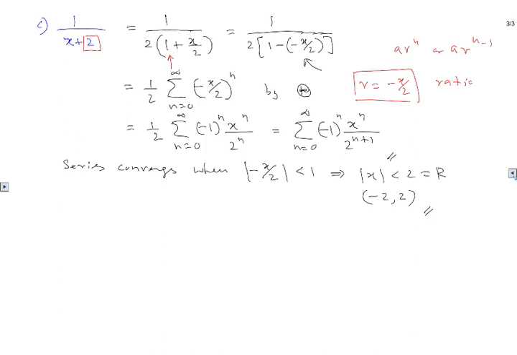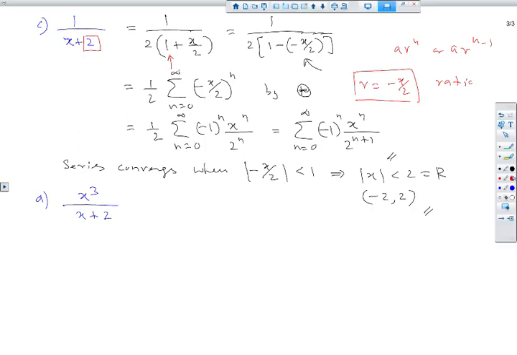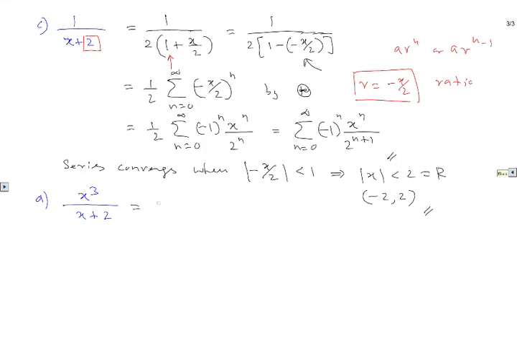Okay, as the last example of this type, let's do this one. How about x^3 over x plus 2? So this is very similar to the previous problem, but the only thing is we have x cube here. If you have x cube, what we normally do is we just isolate x^3 and then write x plus 2, and x plus 2 you handle as we did before.